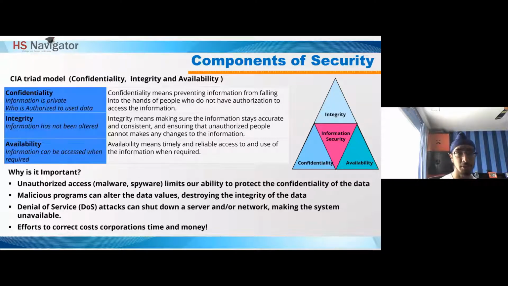And correcting these attacks after the fact costs a lot of time and money for corporations, because if Netflix goes down for like 3 hours, they lose that amount of customers, that amount of data, that amount of profit that they would normally get within those 3 hours. So the effort to correct these after the fact costs them time and money. So that's why they have to put in the effort before the attacks happen to make sure that they don't lose the time and money that they would normally.